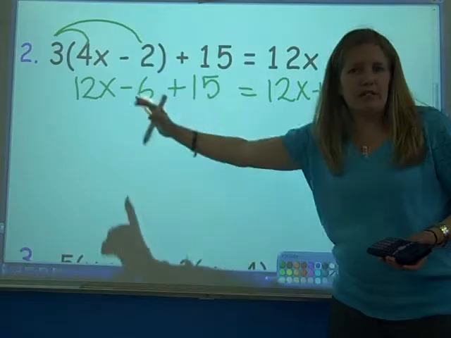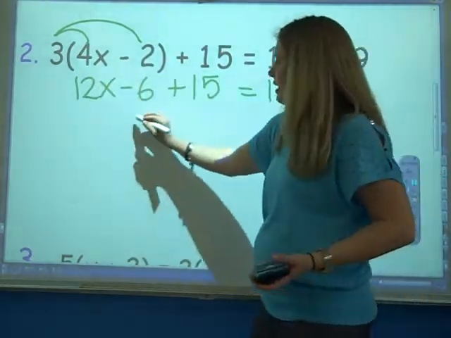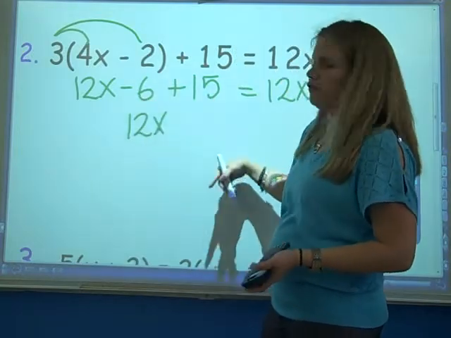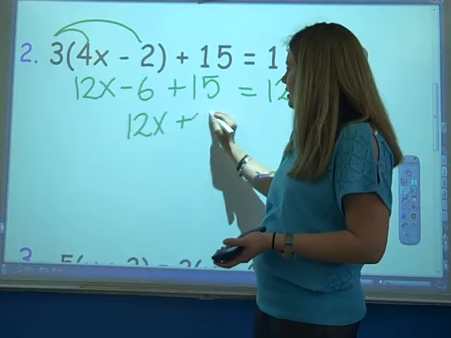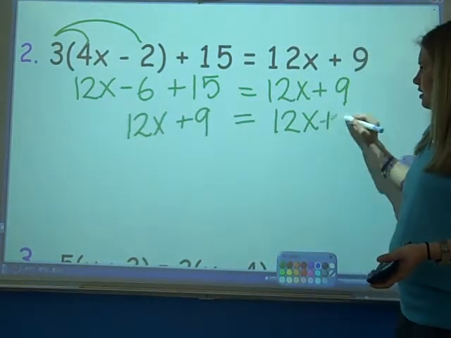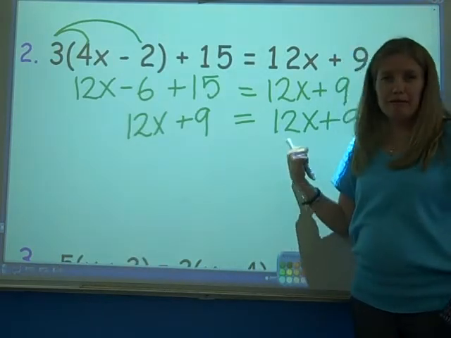Before I start bringing things back and forth, I'm going to simplify this side. 12x. I have a negative 6 and a plus 15. If you put those together, you get positive 9. And this side, 12x plus 9. Oh no. Now what? These two are equal.